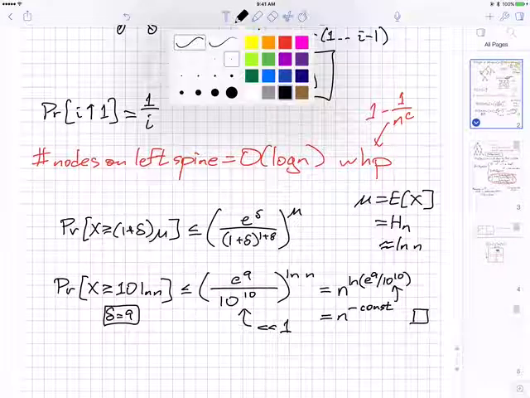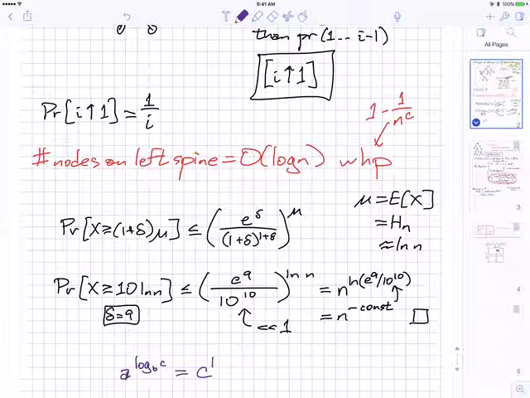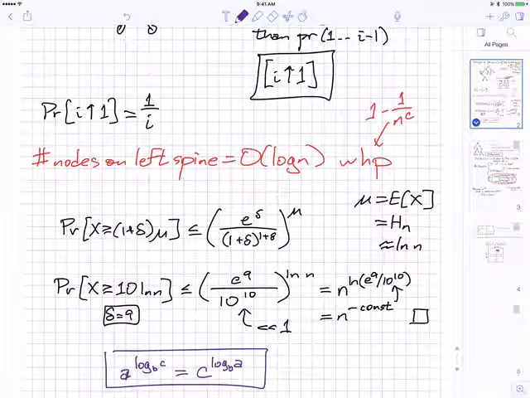There was a question, how did I do that switch? A to the log base b of c is equal to c to the log base b of a. This is one of these things that should just be on your cheat sheet. Especially when you're playing with things that might have logs up in the exponent, it's just useful to be able to swap the base with the argument of the log in the exponent.